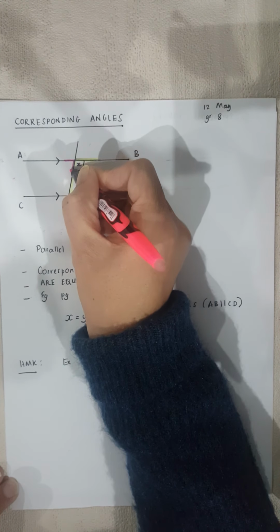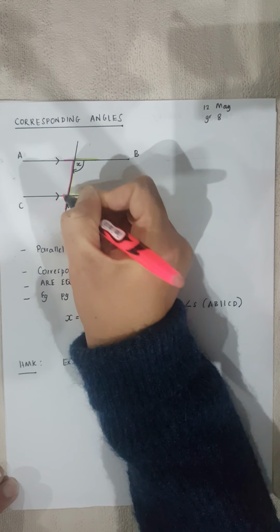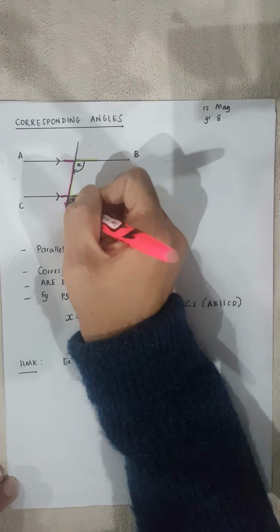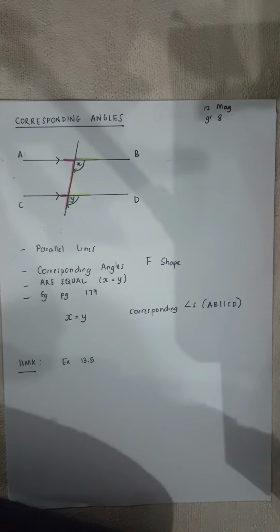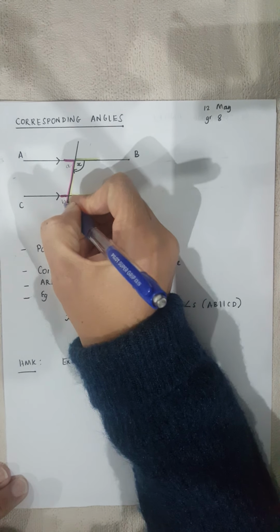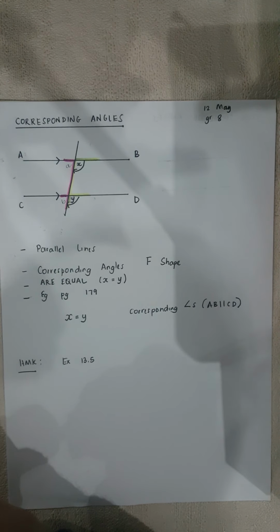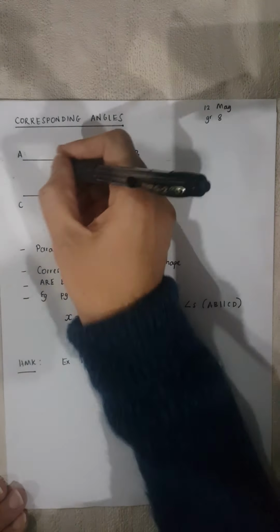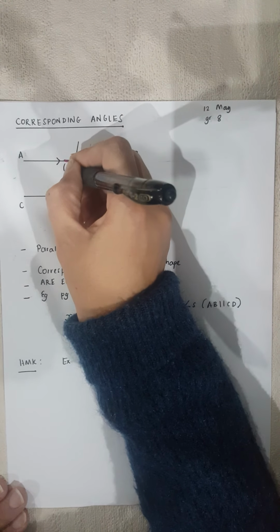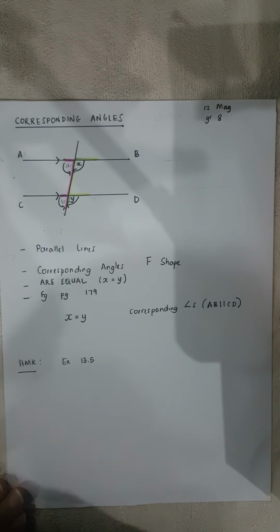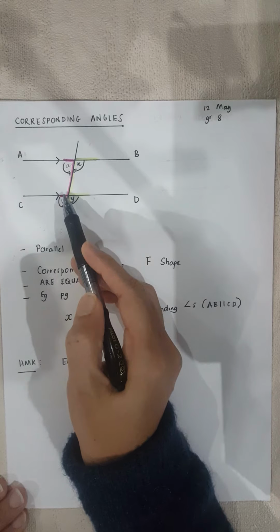Can you see I'm drawing another F in pink? There's another F. Can you see the parallel line, the transversal and the parallel line? And now I'm naming the angles A and B. Can you see there's another set of corresponding angles there? A is equal to B. That's another set of corresponding angles, just like we have alternate angles.